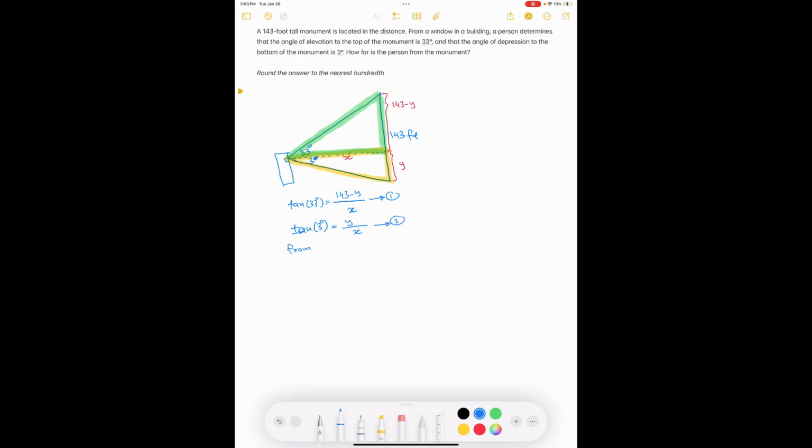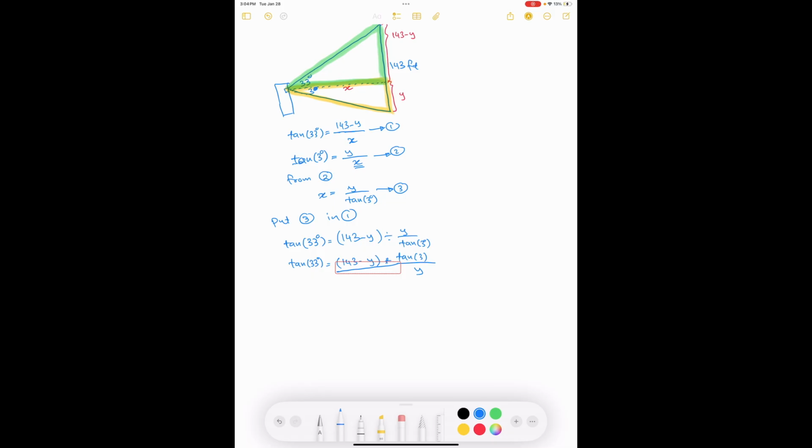Now, from equation number 2, I can solve for the value x. So I can say that x will be equal to y divided by tangent 3 degrees, and I'm going to name this number 3. I will put equation number 3 in equation number 1. So that will give me tangent 33 degrees is equal to 143 minus y divided by y over tangent 3 degrees, which will turn into tangent 33 degrees is equal to 143 minus y times tangent 3 divided by y.